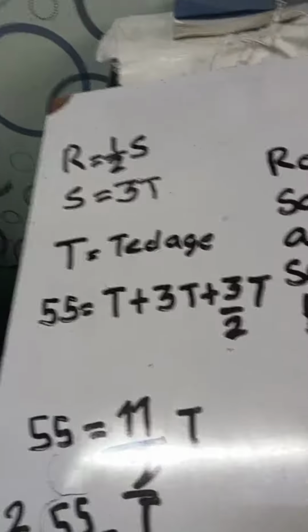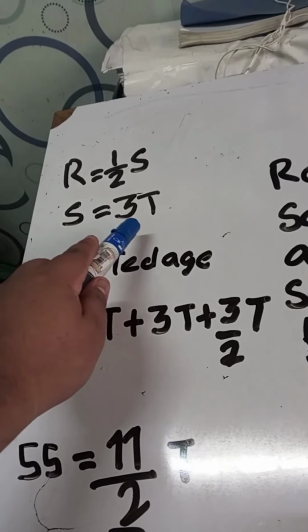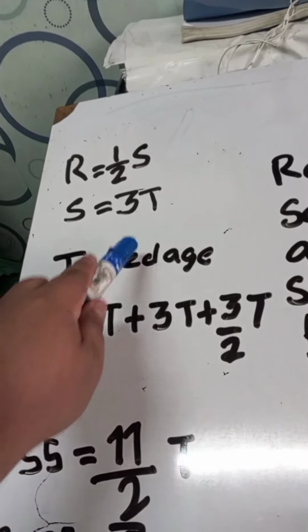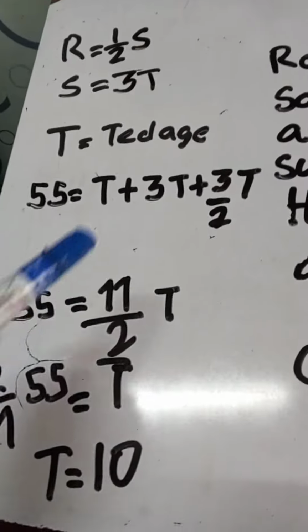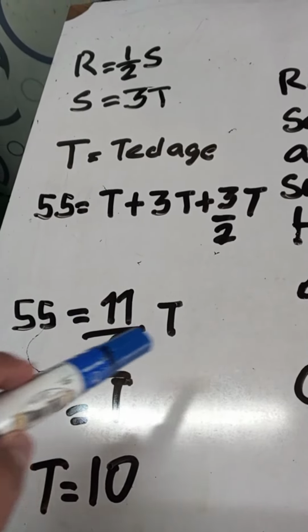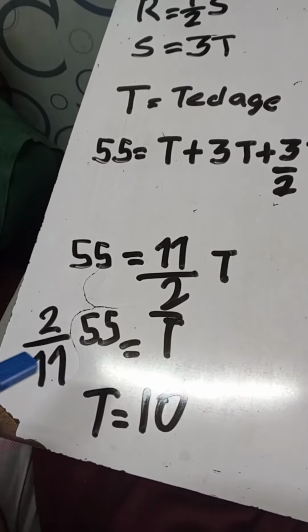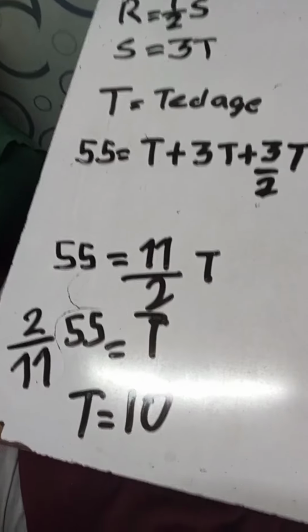So to get Ron's age, you must multiply the 3t by one half. So to get this, and this, adding them together, you get 11 halves t, which equals 55. So inverse it to 2 over 11, and you get 10.